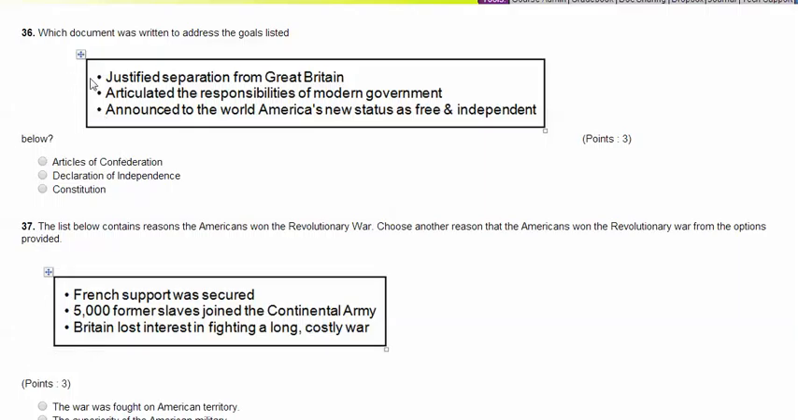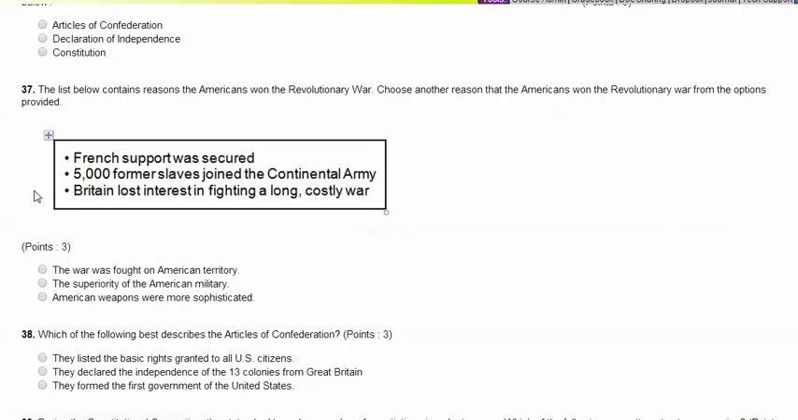Justified separation from Great Britain, articulated the responsibilities of modern government, and announced to the world America's new status as free and independent. So which document did these 3 things? Was it the Articles of Confederation, the Declaration of Independence, or the Constitution?